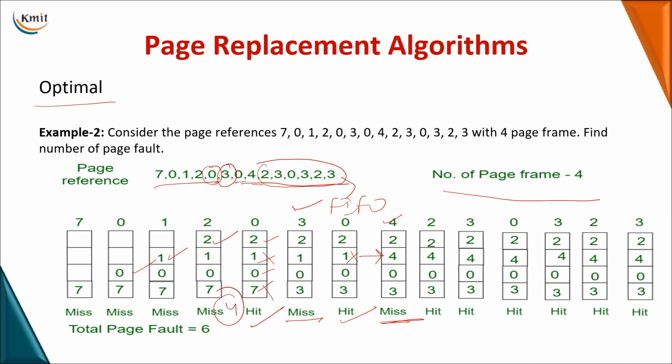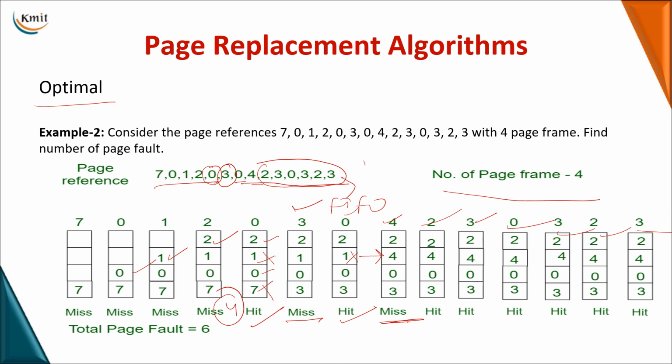And when you check the remaining part of your string, 2 is existing, 3 is existing, 0 is existing, and there is no page fault, so you need not replace anything. So here in optimal page replacement, from the page which you want to refer till the end of the reference string, you identify which particular page is not frequently used.